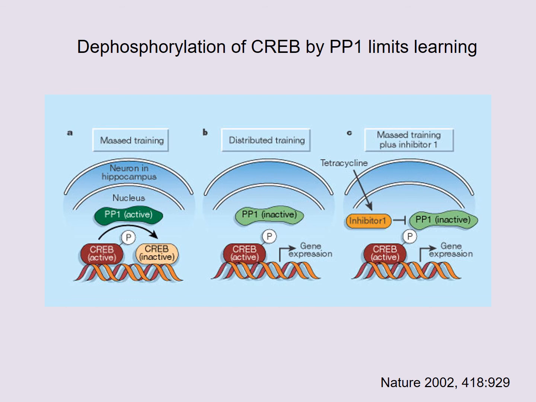On the other hand, when you distribute the training, you will have increased phosphorylation of CREB because PP1 will be more inactive in this case. So it will not lead to significant activation of PP1. Therefore, you will have better learning and better memory of the things. This can be reproduced in the system. They were overexpressing inhibitor 1, which we talked about, which can lead to the inactivation of PP1. And in that case, even though they had mass training, once they added inhibitor 1, they were still able to achieve the same level of gene expression, the same level of learning as when they had distributed training, but this time with the mass training.